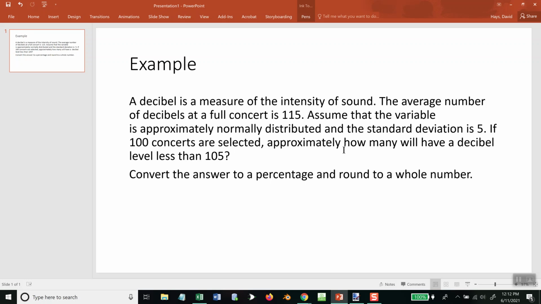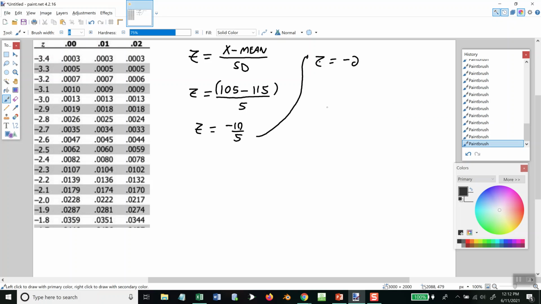Approximately how many decibel levels will be less than? Less than is shaded to the left, which works out well because that's what our table is based upon. Now, our number is negative 2, but if I were to put zeros on there, it'd be negative 2.00. The first part of the number, the negative 2.0, we look on the left side, which is right there. This is our hundredths place, so we look in the 0.00 column, which is right here.